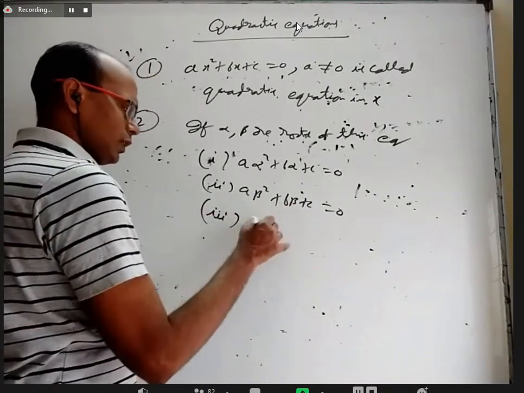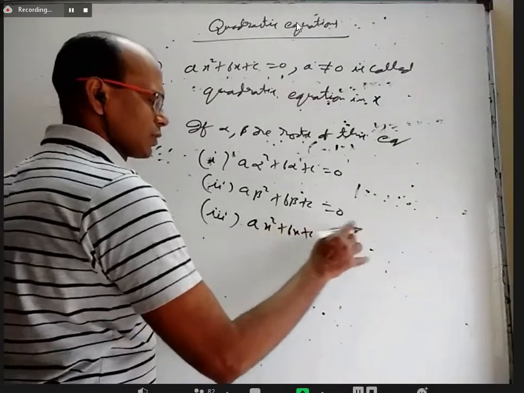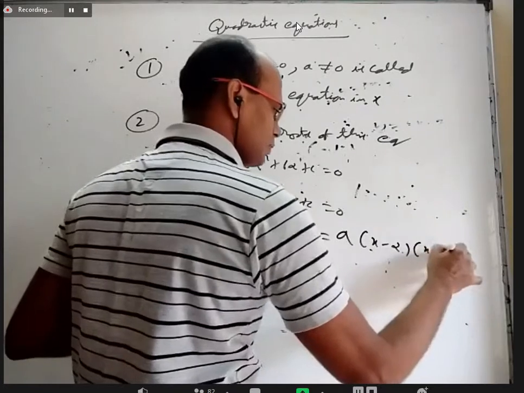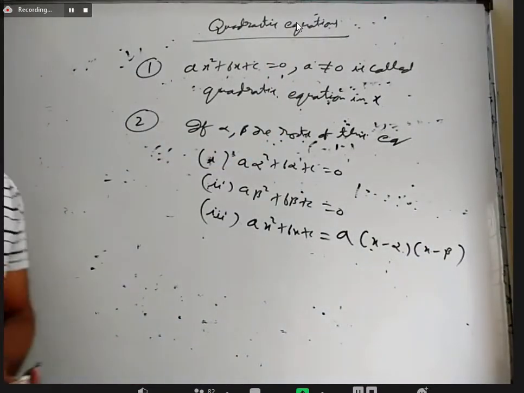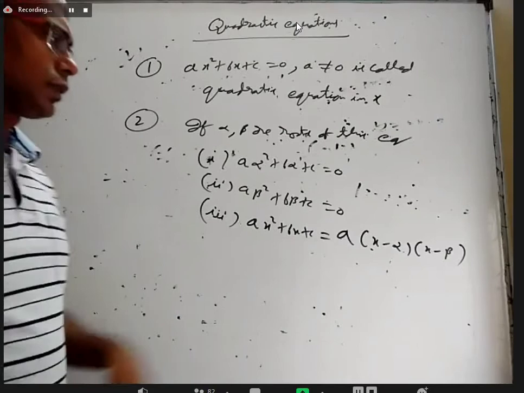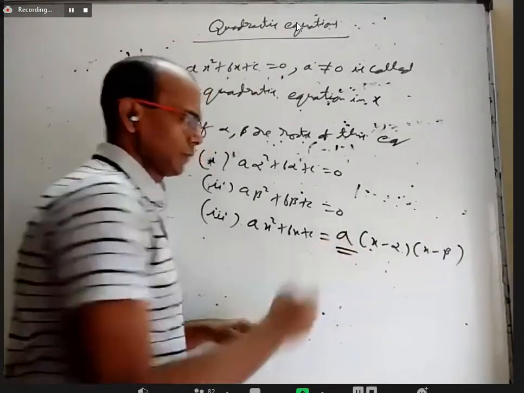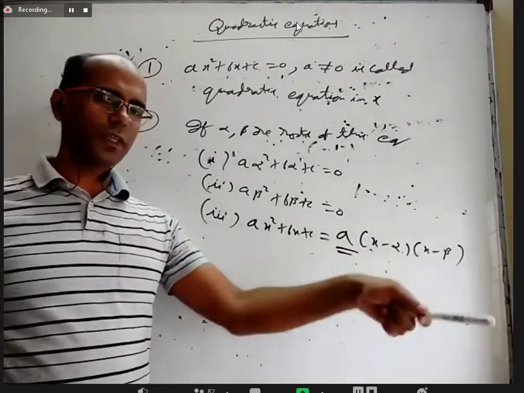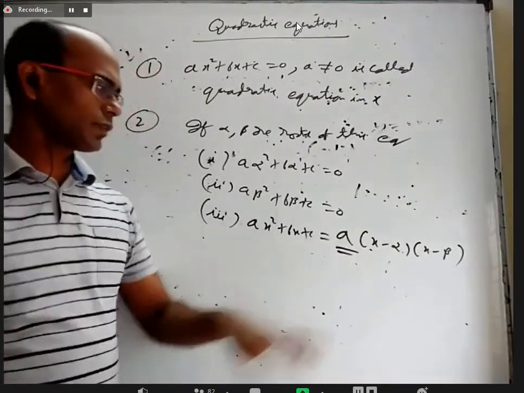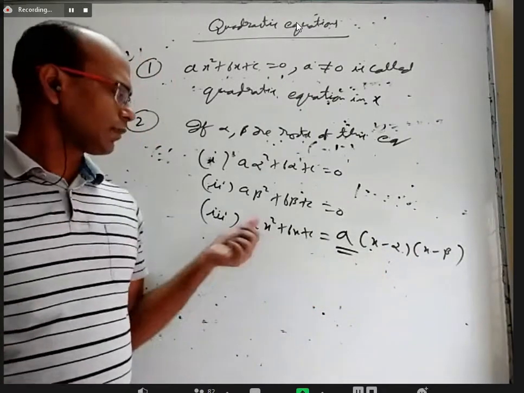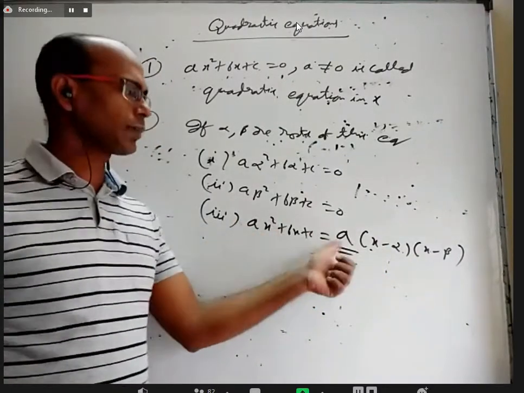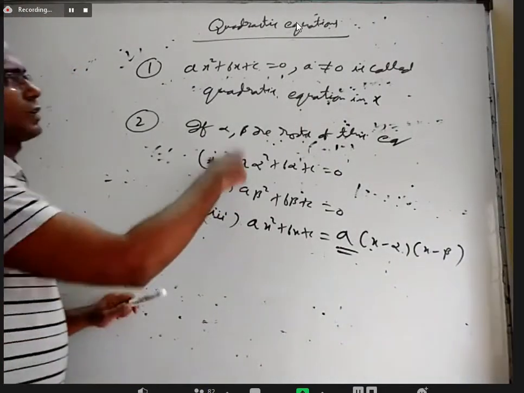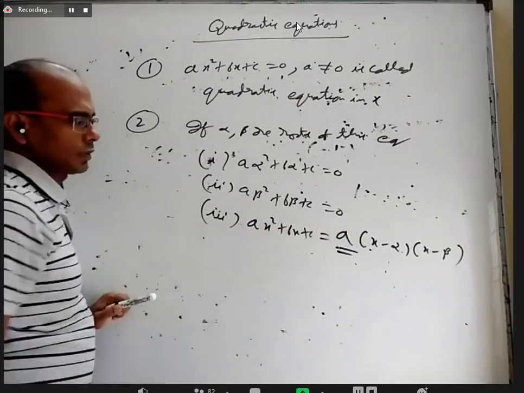Third, ax square plus bx plus c is equal to a into x minus alpha into x minus beta. This a is very important to write. You know the quadratic equation whose roots are alpha and beta is x minus alpha into x minus beta equals 0. But it doesn't mean these two are equal, because when you multiply these two, the x square coefficient will be 1, whereas here the x square coefficient is a. You have to multiply with that a also. Here I substituted alpha in this equation, beta also in this equation.